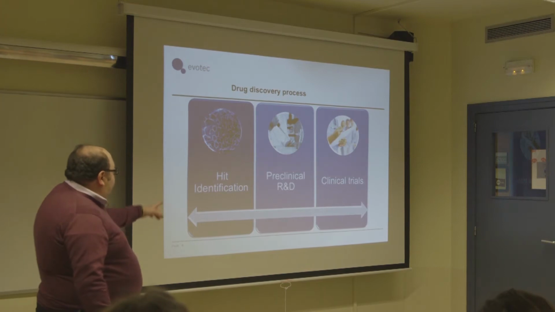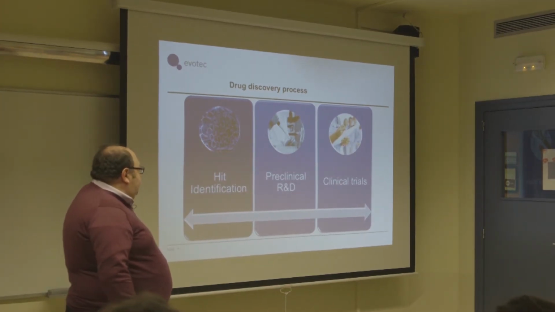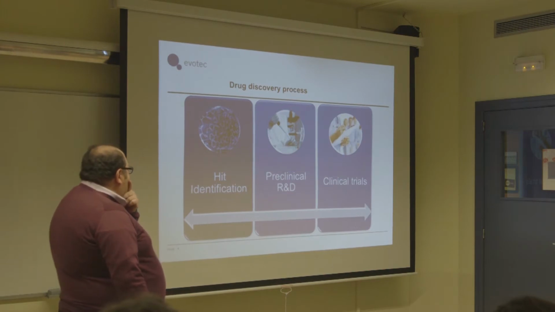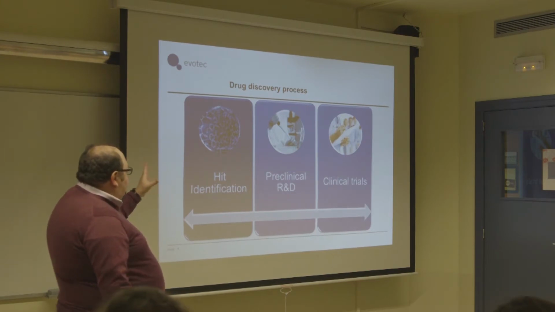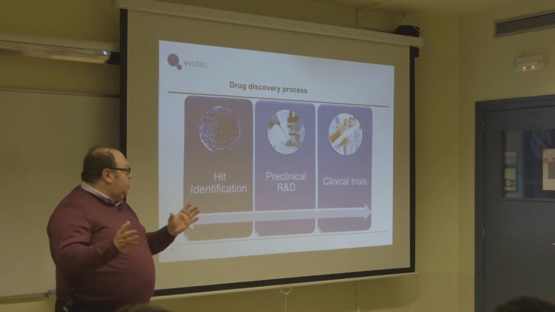So to find this first key, the hit, this is what is called hit identification. I will talk a little bit about the methods, how to do the hit identification, but the result of this process is one molecule or a series of molecules that can bind to your target protein.